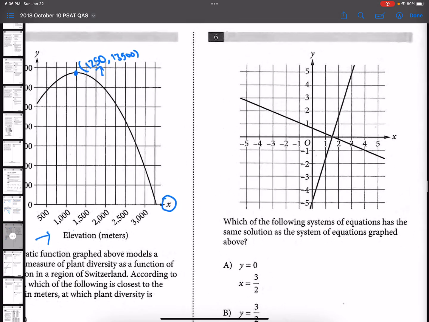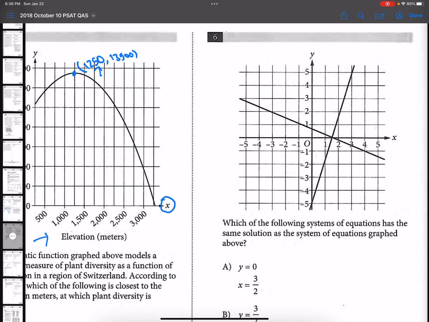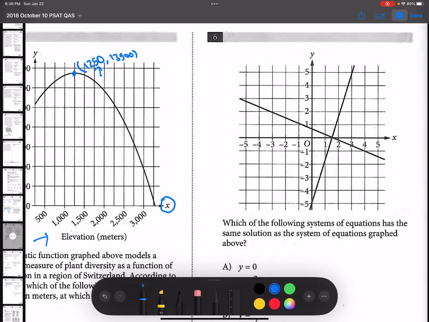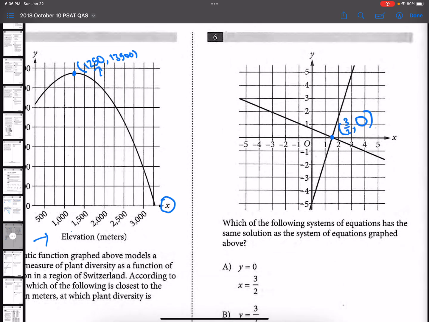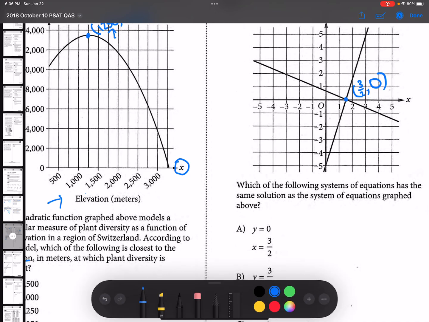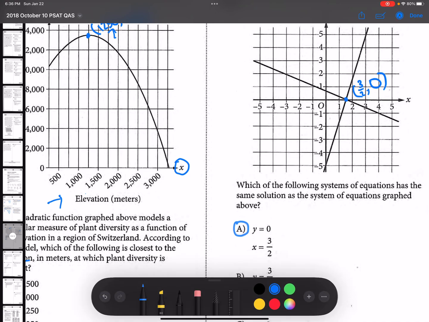All right, number 6, which is the following system has the system equations graphed above. So this is the point of intersection. We just need that, and that is an x-intercept. So that means that y is 0, and 1/2 is 3 over 2. So that means x is equal to 3 over 2 and y is equal to 0. That's what A shows, so A is the answer.